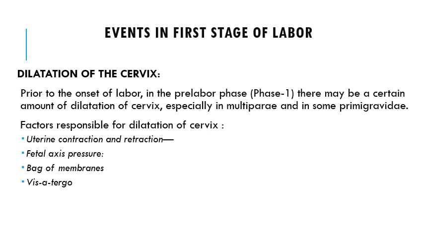The last factor is vis a tergo. This is the final phase of dilatation and retraction of the cervix, and it is achieved by downward thrust of the presenting part of the fetus along with upward pull of the cervix over the lower segment.